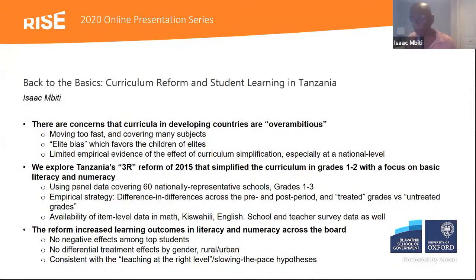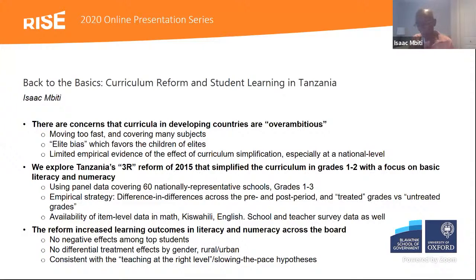So we have a lot of evidence from smaller studies, smaller RCTs looking at teaching at the right level type of interventions, but there's limited evidence, I would say, on national reforms. And so what we're going to do here is look at, as I said, the 2015 reform. What this did was simplify the curriculum in grade one and two specifically.